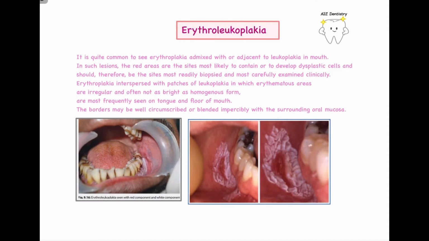There is no well defined border, as we have studied for homogeneous form. In homogeneous erythroplakia there is presence of a well defined border. In this lesion there is absence of any well defined border. There is a presence of a very irregular kind of a border, and the most common site for it to occur is the tongue, the dorsum of the tongue, and the floor of the mouth. Now the borders of the lesion may be circumscribed, or they may blend with the surrounding mucosa.